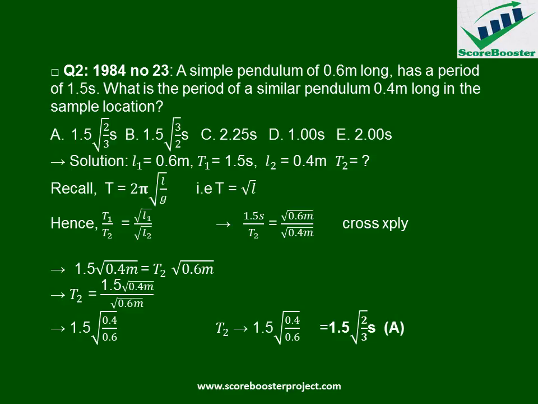over 3. Or if we decide to cross multiply, that will lead us to 1.5 root 0.4 meter equals T2 root 0.6. Then make T2 the subject by dividing both sides by root of 0.6, and that will give us 1.5 root of 0.4 over 0.6. So we can divide numerator and denominator by 0.2. That will now give us T2 equals 1.5 root of 2 over 3 seconds, making option A the correct answer for this question.